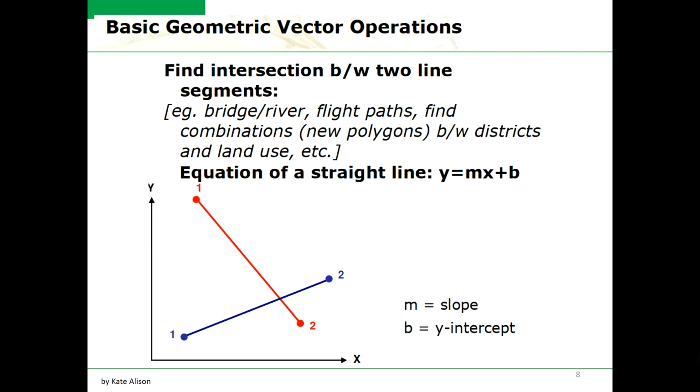When we need to find the intersection between two lines, this is also a quite common operation in GIS. For instance, you may need to find an intersection of a bridge and a river, or flight paths, or find combinations of new polygons with districts and land uses. The equation of a straight line applies. This is the straight line equation, which you can see here, that has to be solved in order to find the intersection point.